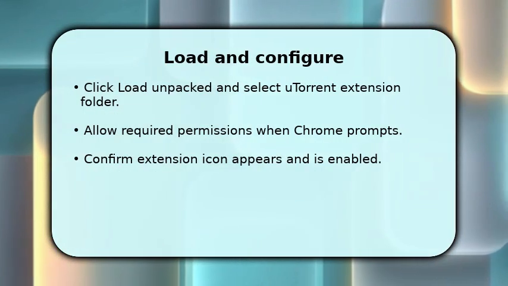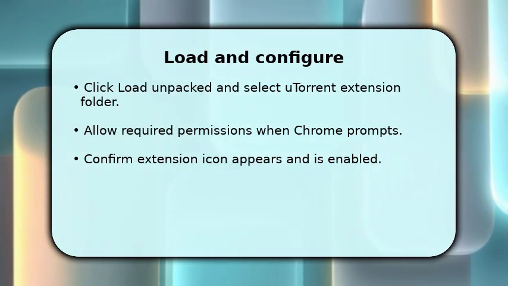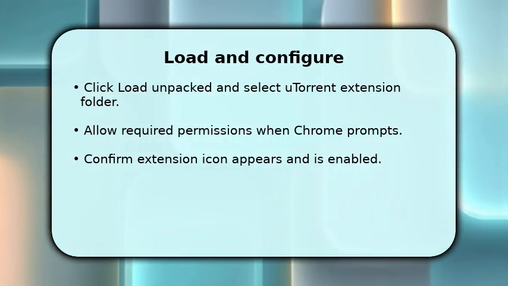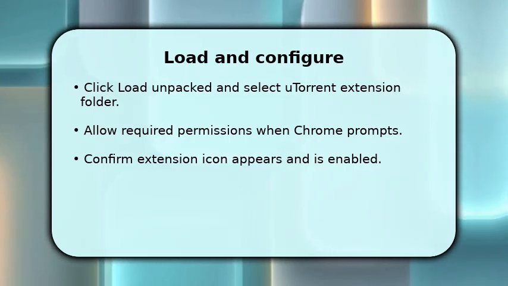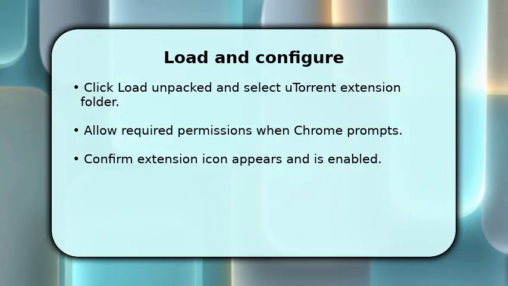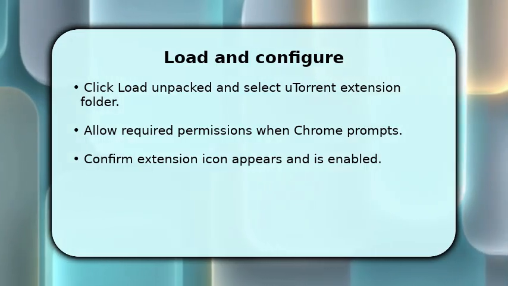Now load the extension. Click Load Unpacked in the Extensions page and select the folder that contains the uTorrent extension files. You'll see permission prompts: accept only what's necessary. These let the extension communicate with the client and manage downloads.